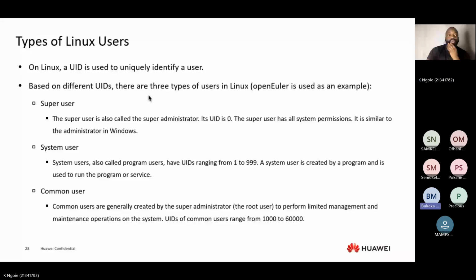Based on different UIDs, that's how we can divide the Linux users. Based on the UID range, Linux users are divided into three categories. The first one is the super user, and then we have the system user and then the common user. The super user will be UID 0. So this is user 0, that will be the super user.